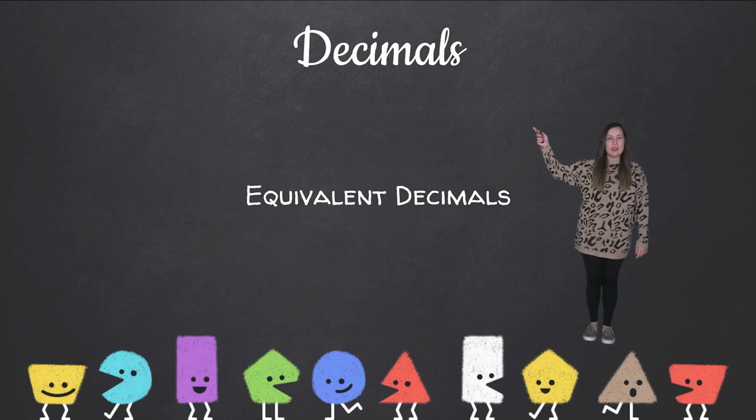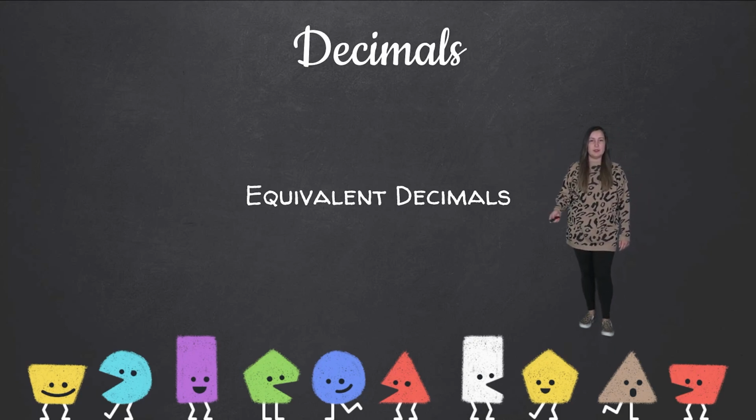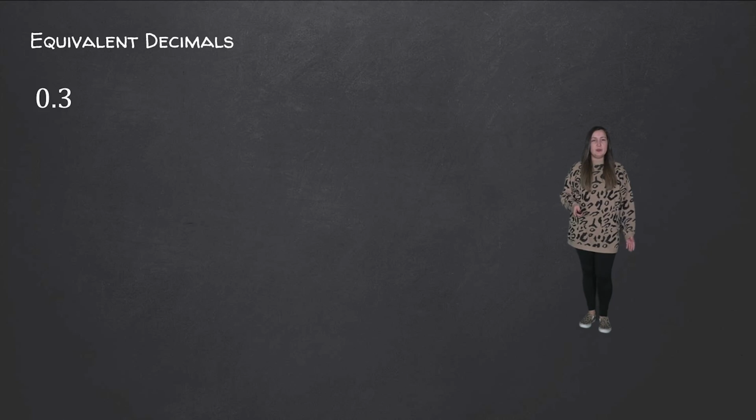Mathematicians, today we're going to be learning about decimals and more specifically about equivalent decimals. Now to get us started, we have 0.3, which can be read as 3/10. And because it's in the tens place value, that means we have 3 out of 10.